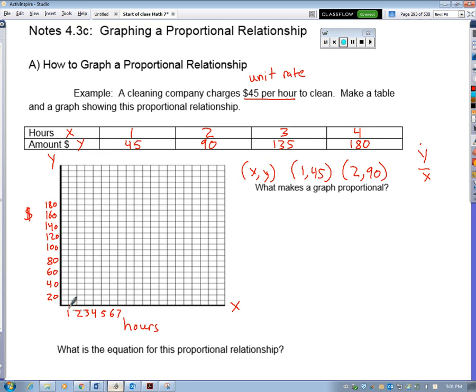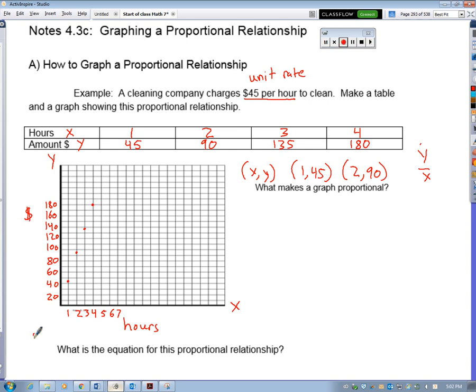So here we have 1 hour, and this company charges $45. We don't have a 45, so we will just put a dot right there. 2 hours, if you look at the table, the company charges $90. So we'll put that right there. After 3 hours, this company will charge $135. We are right here really close to 140. And after 4 hours, this company will charge $180.